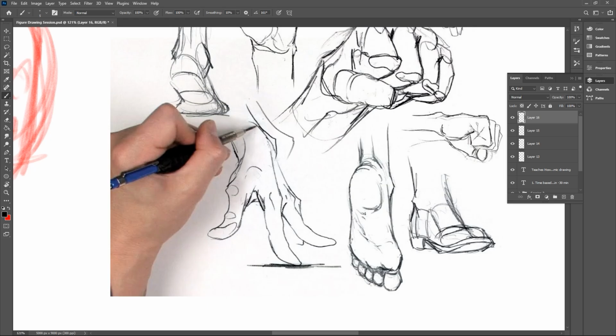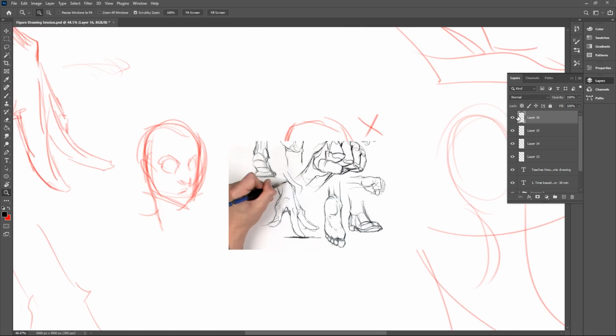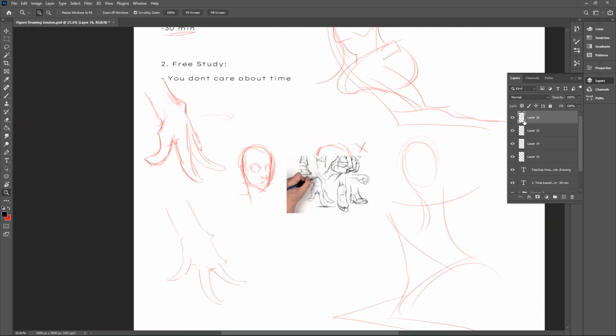For example, this one here is a single brush stroke, and this one is not. This one is very interesting. This whole line is one brush stroke, right? So I hope this helps you understand why it is so important.